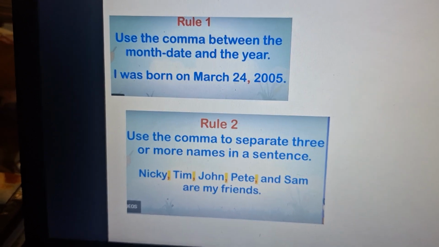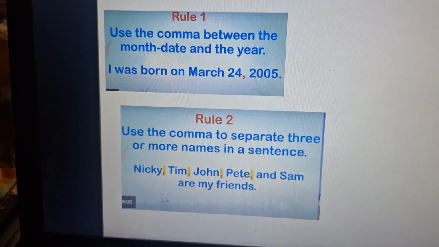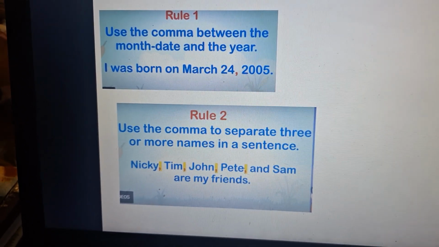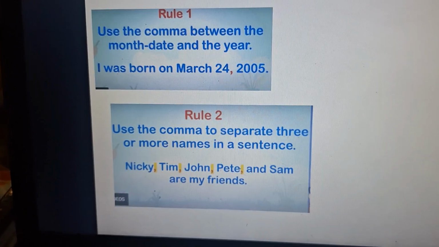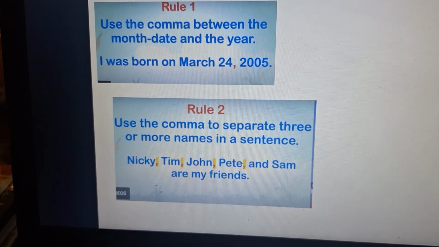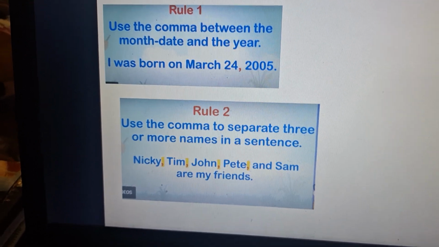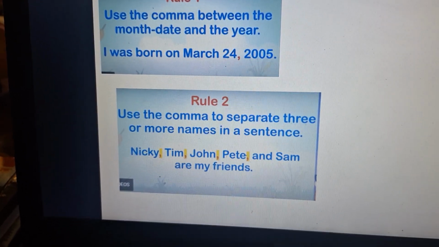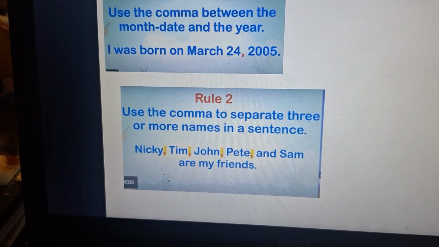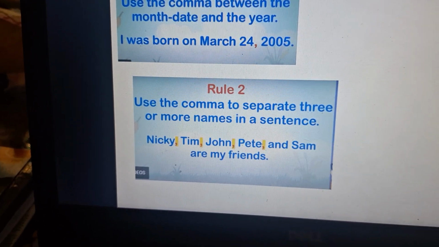I was born on March 24, 2005. So, where to use? March 24, then comma, then year. Month, date and year. Month, date and year. Now what is rule number 2?